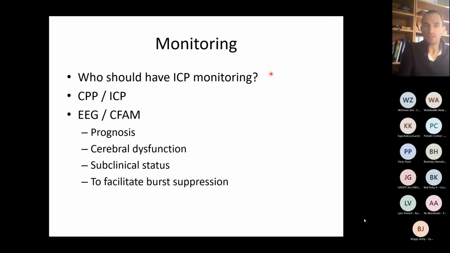So in terms of monitoring, I mentioned that you can monitor the intracranial pressure. You do that with a bolt or you do it with an EVD. The other things that you can monitor, as I said, are the EEG or the CFAM or processed spectral array. These are partly to allow you to manage and prevent secondary complications of the patients, but they also can have some kind of a role in prognosis as well.